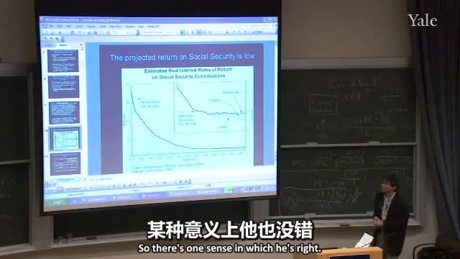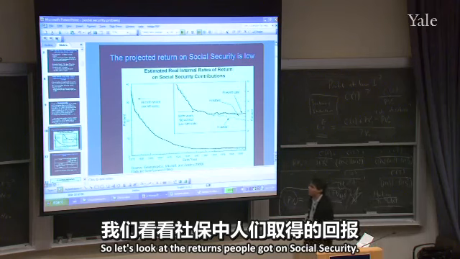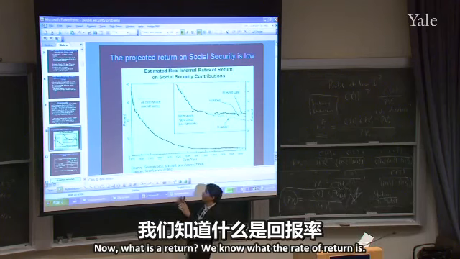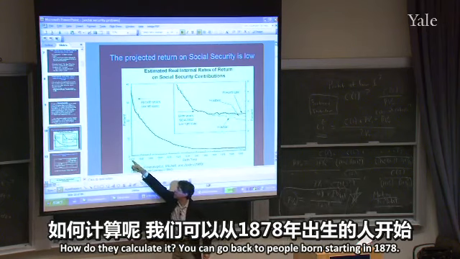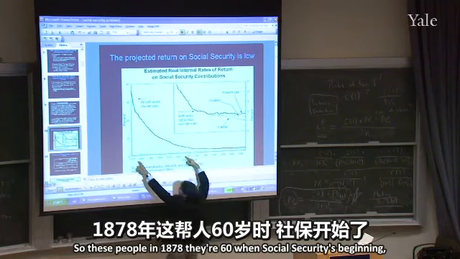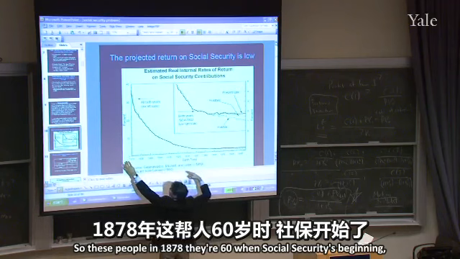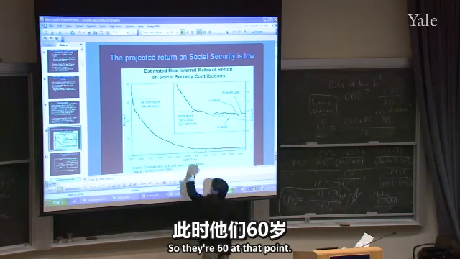So there's one sense in which he's right. Let's look at the returns people got on Social Security. Now, what is a return? We know what the rate of return is. How do they calculate it? You can go back to people born starting in 1878. Social Security, as I'll give you the history in a second, began in 1939. So these people born in 1878 are about 60 when Social Security is beginning.